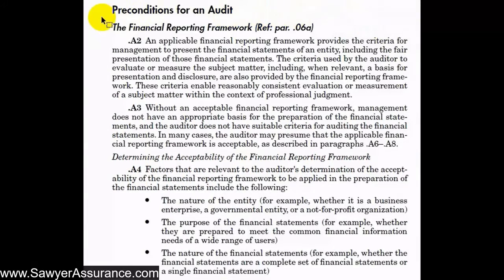Okay, so now we're down in AUC section 210.82 about the financial reporting framework. So we remember from prior videos that the financial reporting framework is basically the criteria that the entity uses to prepare its financial statements. And it's also the criteria that the auditor uses to evaluate and measure the subject matter in those financial statements. And so if we didn't have a financial reporting framework, there wouldn't be a basis for management to prepare its financial statements. And also there wouldn't be a basis against which the auditor performs his procedures and determines whether the accounts and disclosures and such are within that reporting framework. Basically, we wouldn't know what is appropriate.